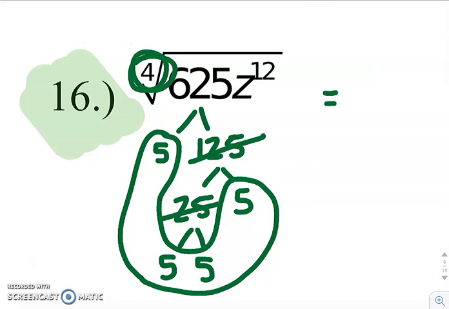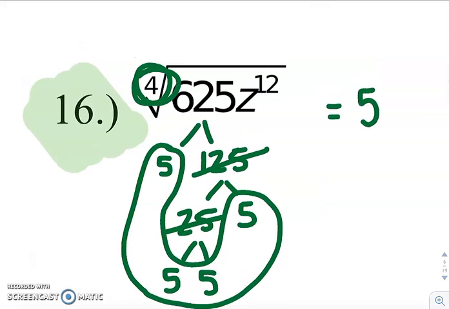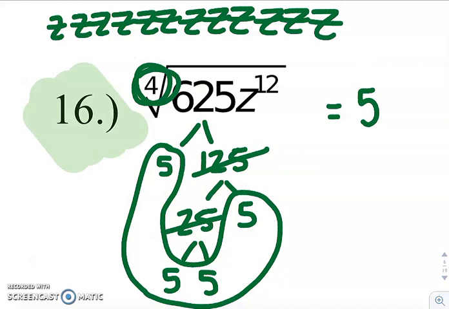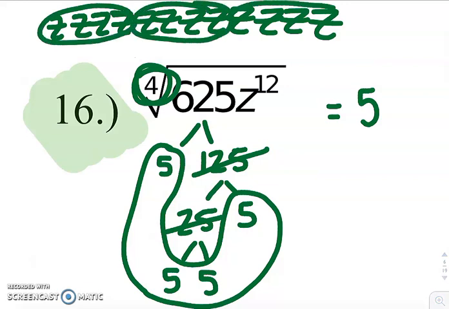So the 4th root of 625 is 5, but what about z to the 12th? How do we take the 4th root of z to the 12th? You could write out the factored form, which is 12 z's multiplied together, and find groups of 4 of them. 1, 2, 3. It would be z to the 3rd because there are 3 groups.